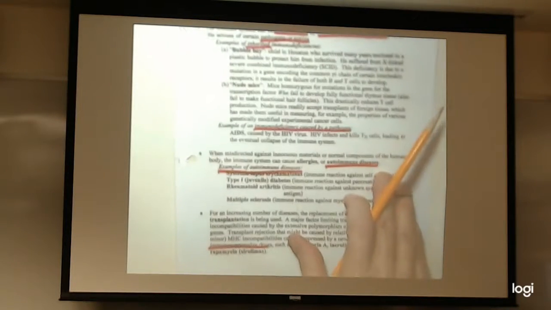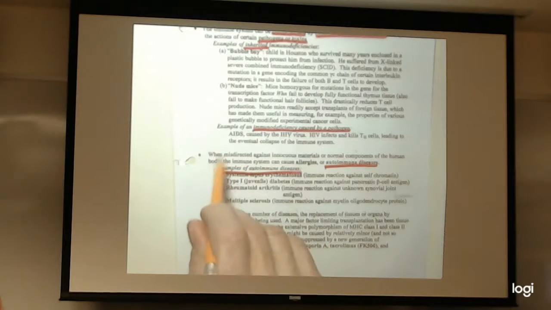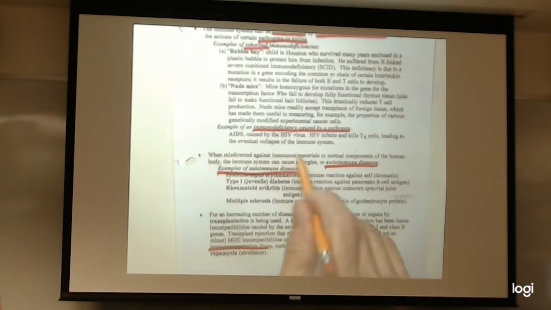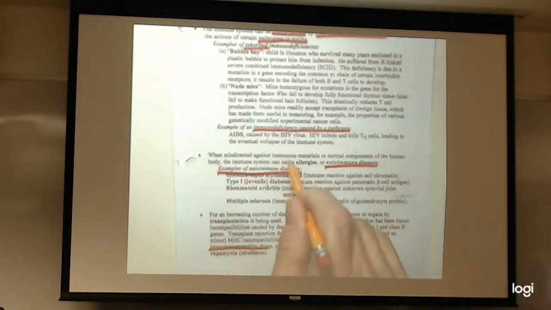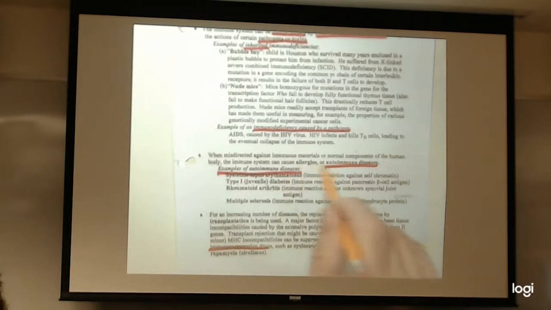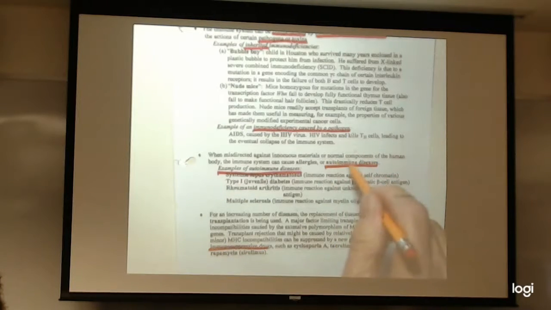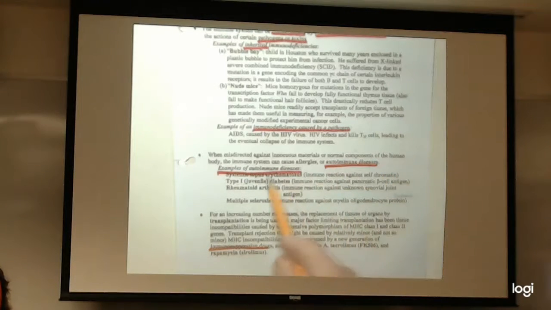On the other hand, you can also have a misdirection of the immune system. When misdirected against normal, harmless materials in the human body, the immune system can cause allergies, or even worse, autoimmune disease. Some examples of body failure because of an autoimmune response, the body turning against itself.